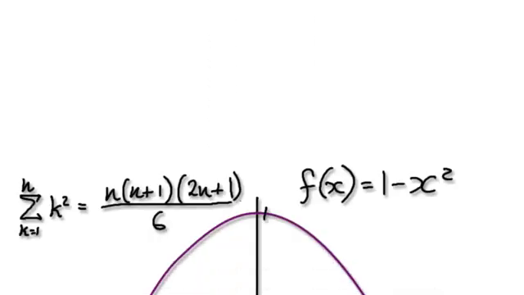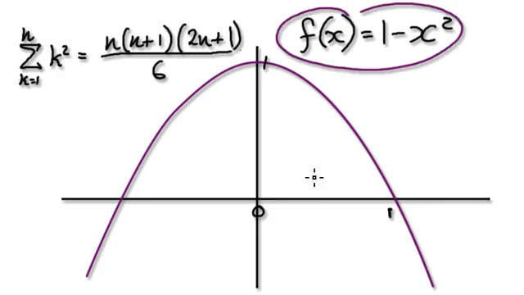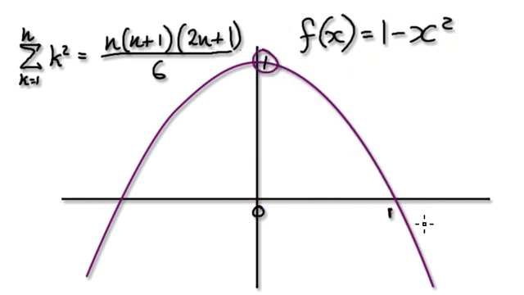Okay, let's give you guys some more practice. So here, use a Riemann sum to work out the area of this function between 0 and 1. So work out this area here. This here is 1 and this here is 1. So press pause and have a go.